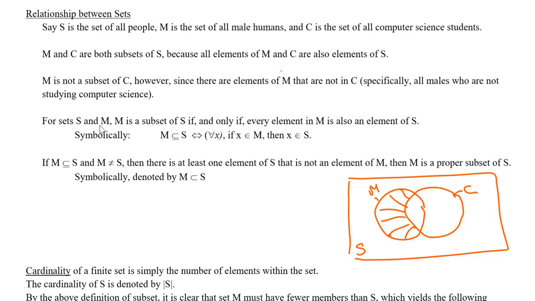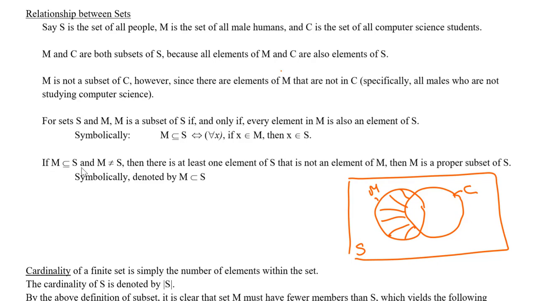For sets S and M, M is a subset of S if and only if every element of M is also an element of S. So this is how we write it symbolically. M, a subset, is almost like less than or equal, because M is a subset of S. All human, this is male. This is if and only if. For all X, if X is a male, then X is human, or if X belongs to M, then X belongs to S.